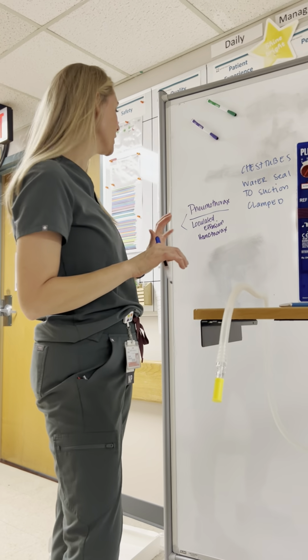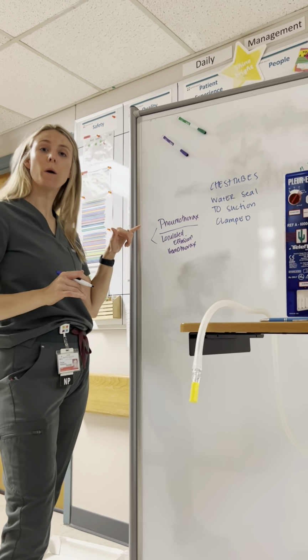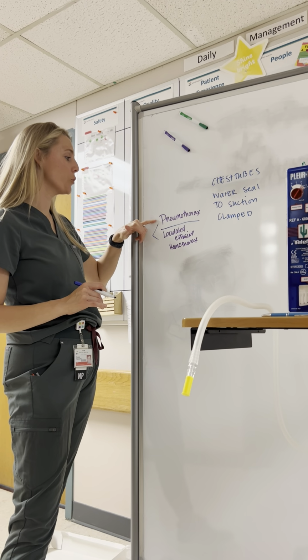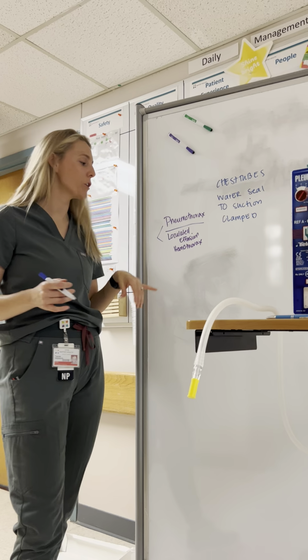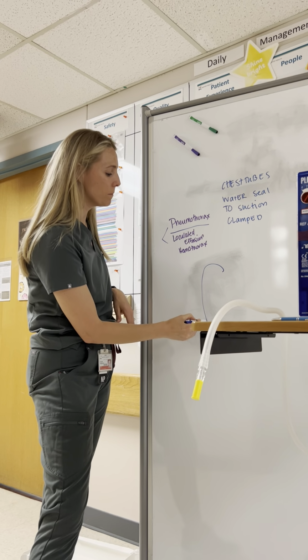So I'm going to do a video on chest tubes, and I've got a couple things set up here. Reasons why we might do a chest tube are a pneumothorax, a loculated effusion, or a hemothorax. Those are some of the most common reasons.